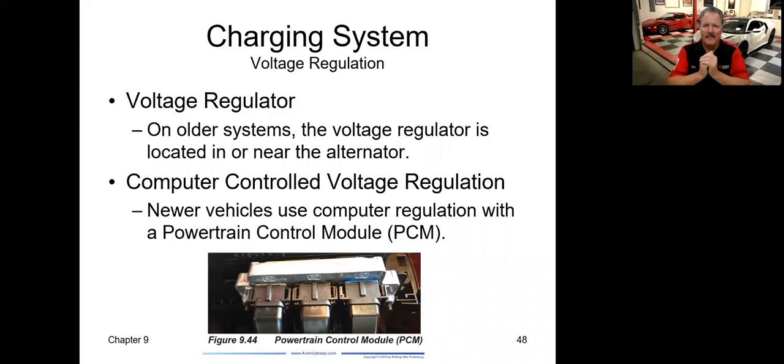That is a regulator. They used to be separate. They were about the size of a deck of cards. That's about what it looked like. And then they had the regulators inside the alternator, and now they actually can put them inside the computers, so the computer can regulate the voltage back to the battery.